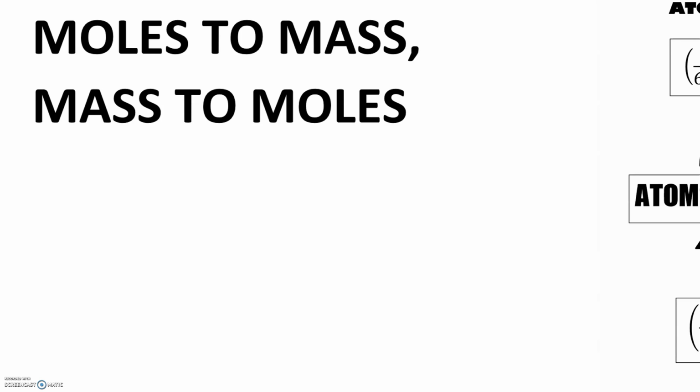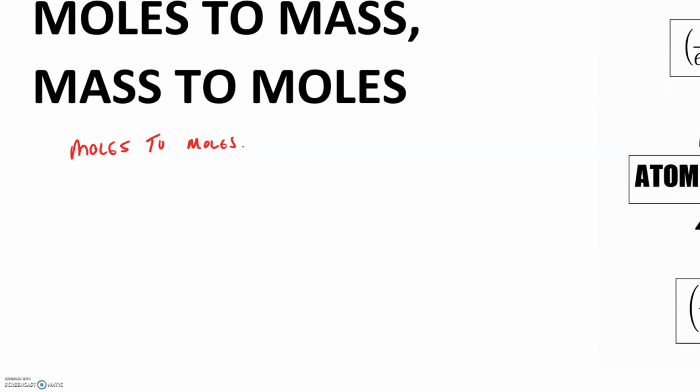Okay, let's take this to the next step. What we've been doing was a moles to moles conversion. And that was a real simple setup, because let's say that we had, here's an equation that we used yesterday, N2 plus 3H2 yields 2NH3.